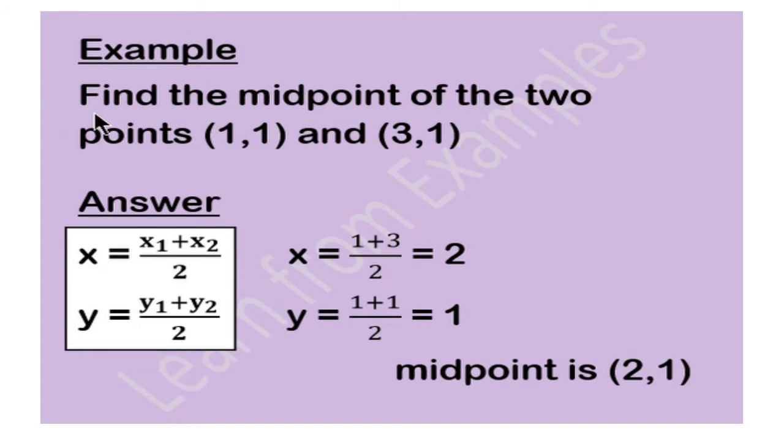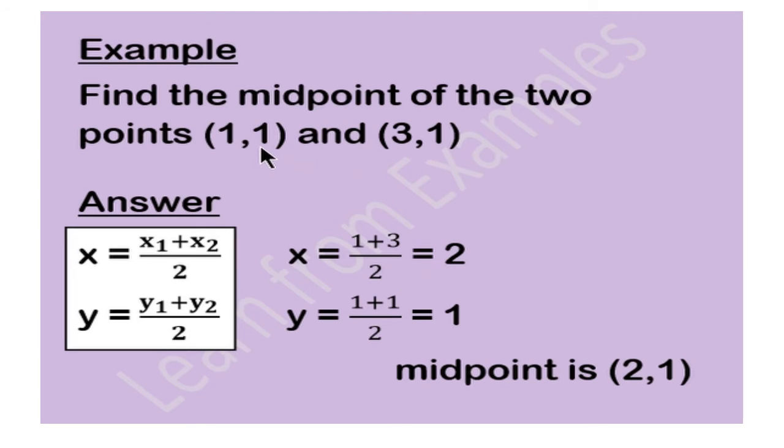The next example is find the midpoint of the two points 1, 1 and 3, 1. So to find the midpoint, we can first label these coordinates as x1 and y1, and the next one is x2 and y2. Now to find the x coordinate of the midpoint, we can add the x coordinate x1 to the x coordinate x2 and divide by 2 to come in the middle. So the x coordinate here is 1 plus 3 divided by 2, that gives an x coordinate of 2.